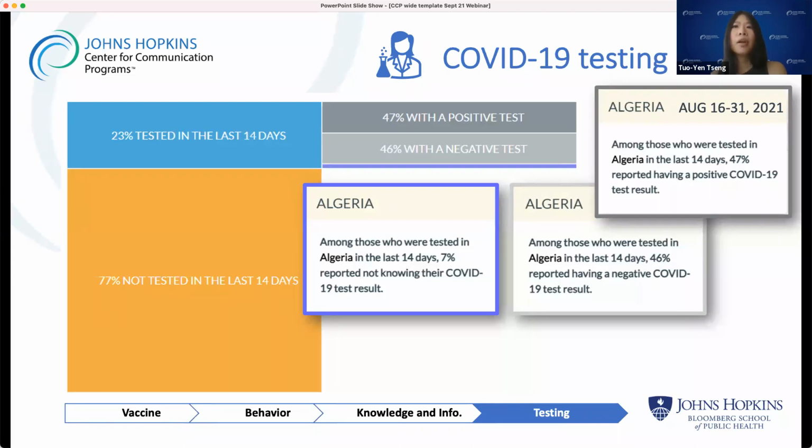And among them, 47% tested positive and 46% tested negative. When hovering over the purple band, pop-up text suggests that the remaining 7% did not know their test result at the time of the survey.